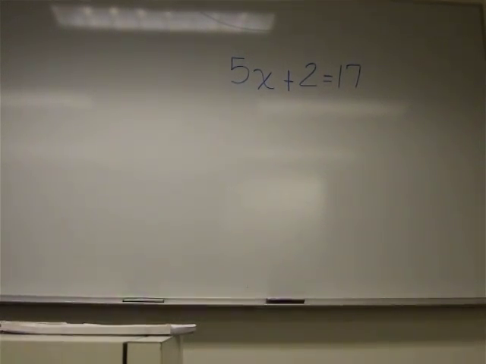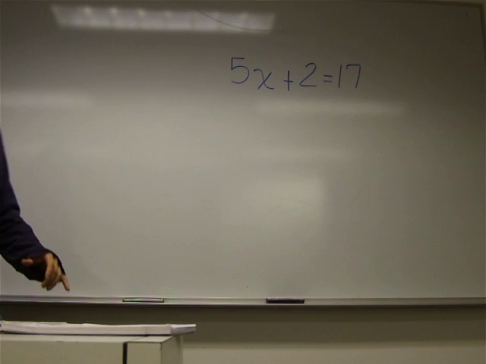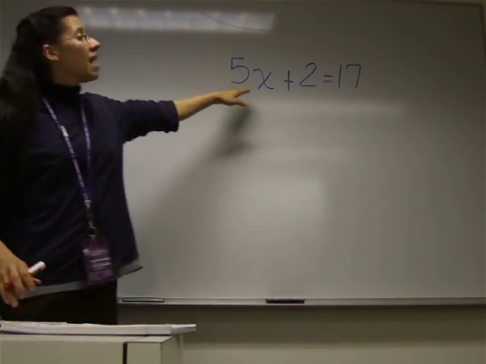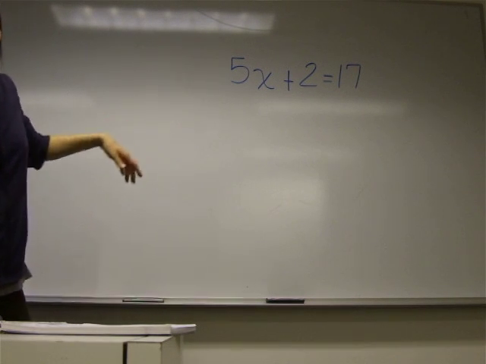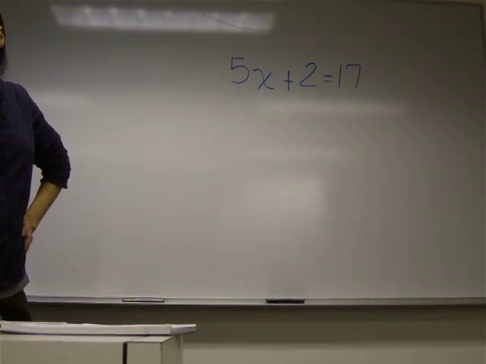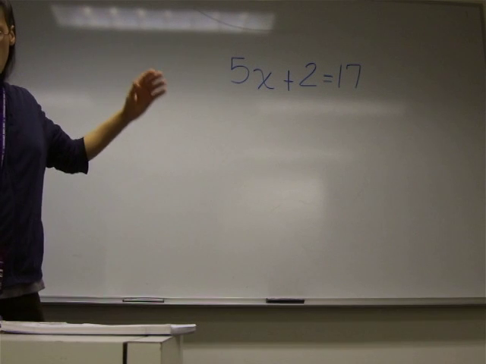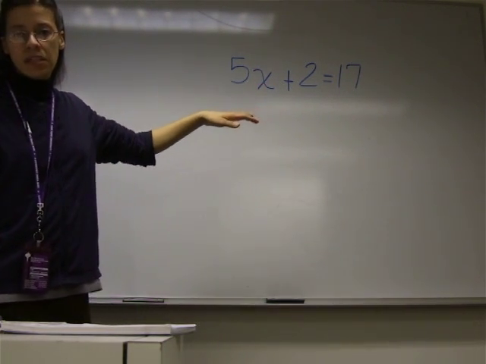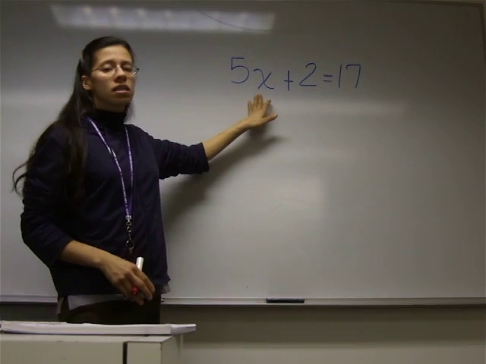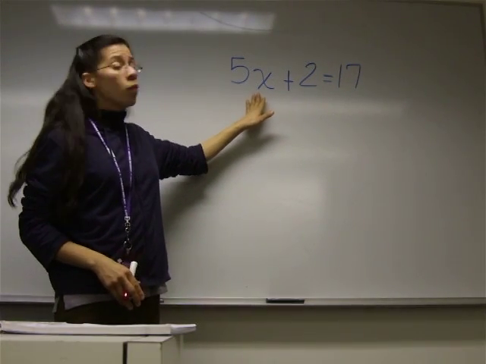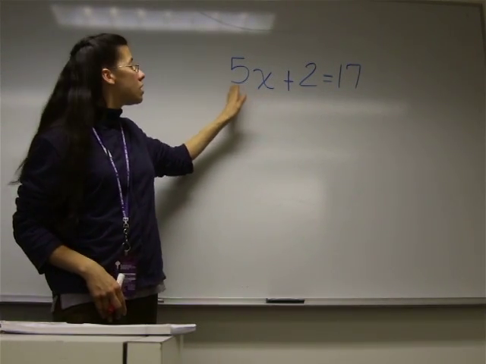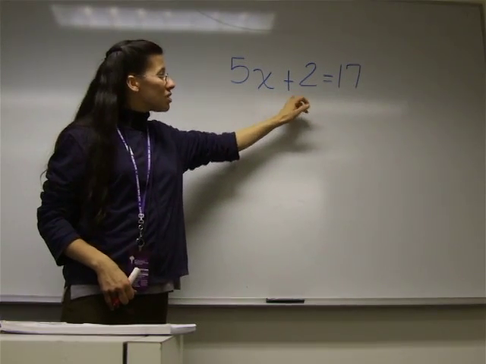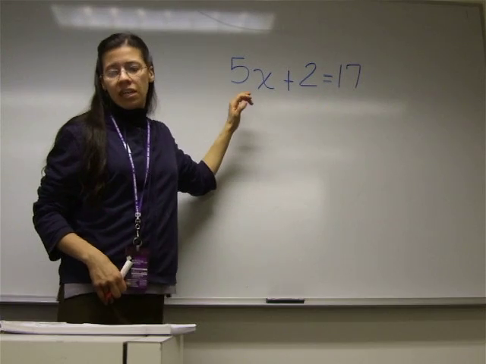Solve for x. This algebraic problem has one variable, x. It has the number 2 on one side of the equals and the 17 on the other side. You need to isolate this x to find out what it means. What number is it? This is basically saying 5 times a number plus 2 is going to give you 17.